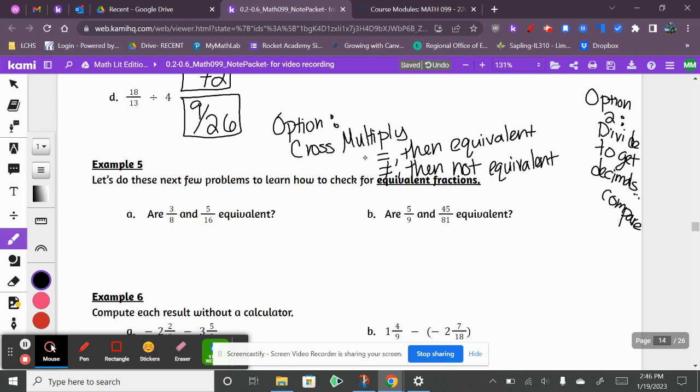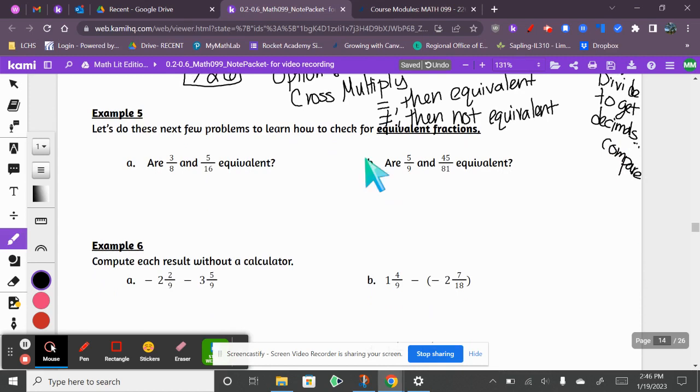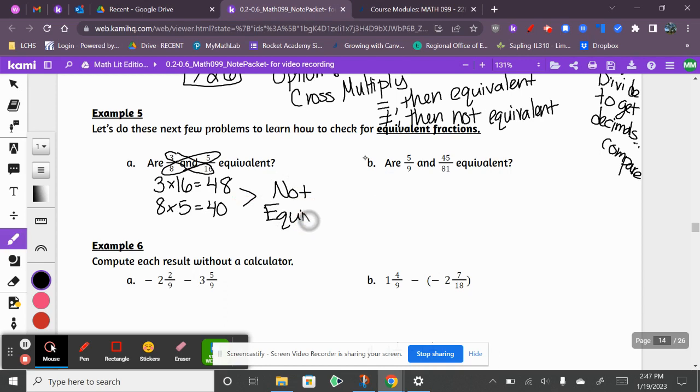All right, so looking at option 1 here, I'm going to go ahead and cross multiply. So I'm going to multiply the 3 with the 16. I get 48. Then I'm going to multiply the 8 with the 5. And I get 40. So these are not equivalent because they do not match.